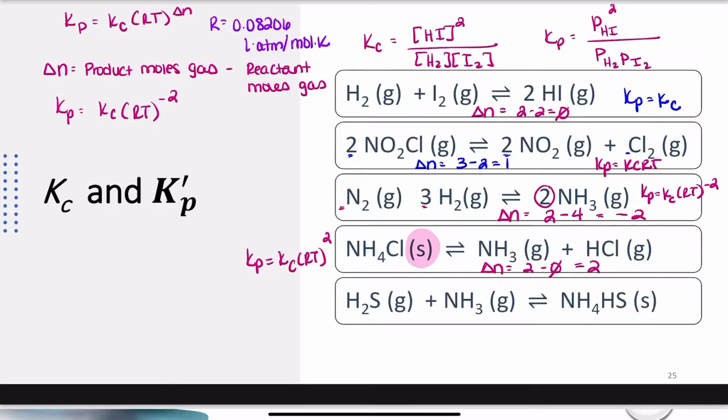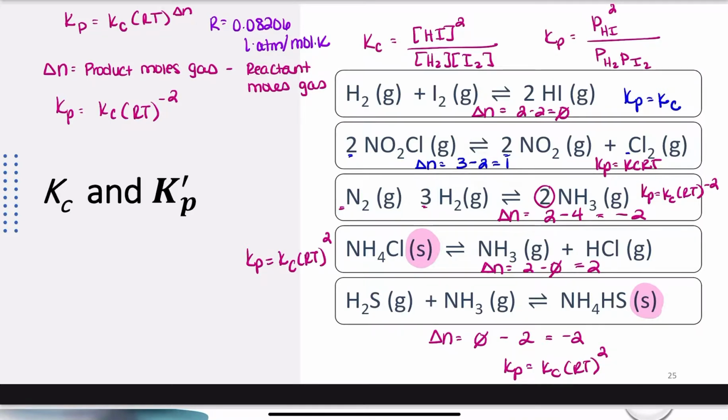And the last example, H2S gas plus NH3 gas in equilibrium with NH4HS solid. This is also a solid, so it's not going to behave in our expression. Change in N is 0 minus 2. I don't have any moles of gas in my product. I have 2 moles of gas in my reactants. Gives me an overall -2. Kp equals Kc times RT raised to the -2.